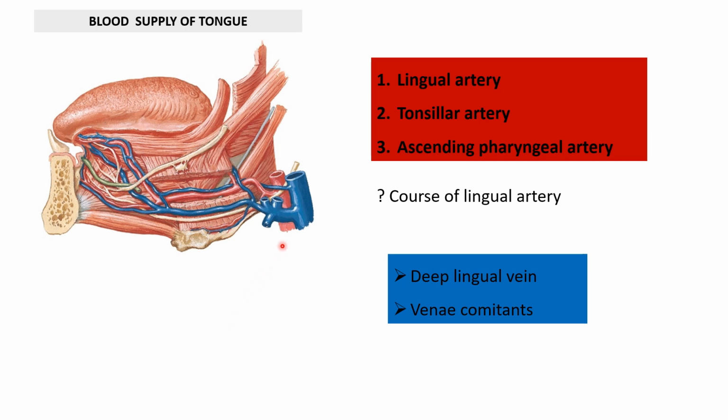Tongue receives its arterial supply from 3 arteries. The main artery which is supplying to the tongue is lingual artery. Other than lingual artery, there are two more arteries. Tonsillar artery, that is a branch from the facial artery, and ascending pharyngeal artery, again there is a branch of external carotid artery. These arteries are providing branches towards the root region of the tongue, but rest of the regions are supplied by the lingual artery.